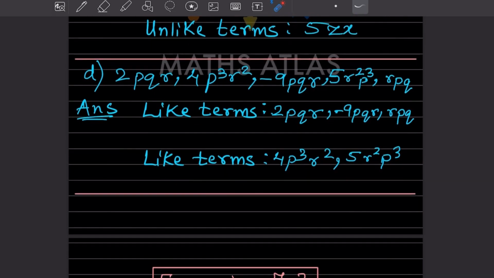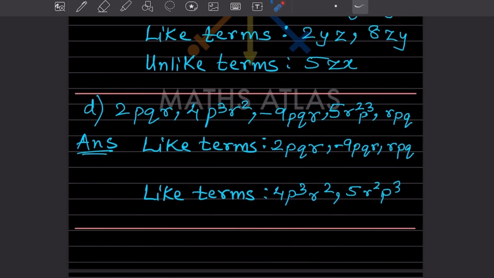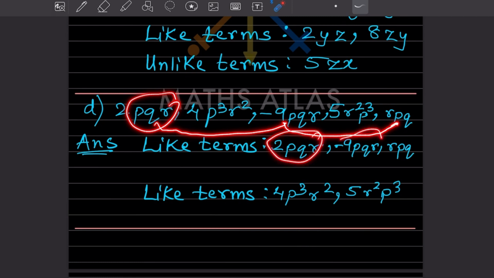Now look at the next problem. Which are the like terms? Now we will see for PQR. Don't look at the coefficient, only the variables. You can see PQR over here, PQR is here, and again you can see PQR. See, it is RPQ. That is nothing but, when you change it, going to be PQR only. So these all 3 are like terms.